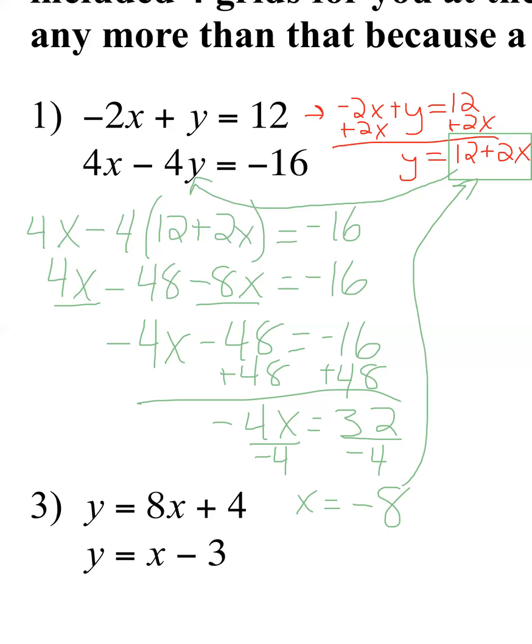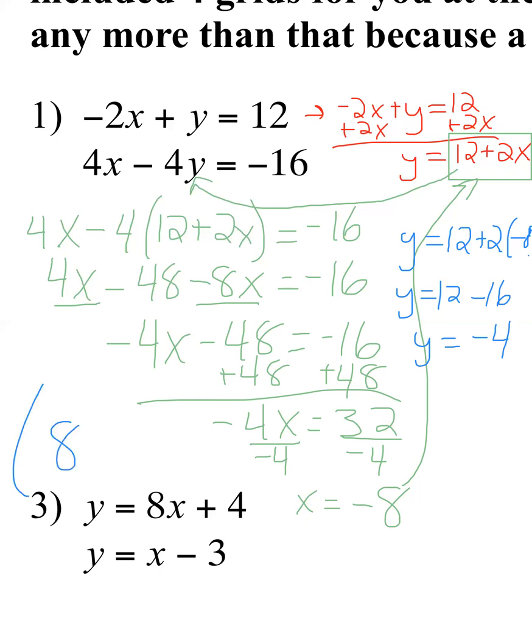Okay, once you have one of your variables, remember you go right back to that box and plug it in. So now I can figure out what y is equal to. So y is just equal to 12 plus 2 times x, which is negative 8. Oops, running out of room right there. So 2 times negative 8 is going to be a negative 16. 12 minus 16 is a negative 4. Okay, so now I have my answer. Don't forget to put it as an ordered pair, x comma y. There it is. Okay, great.